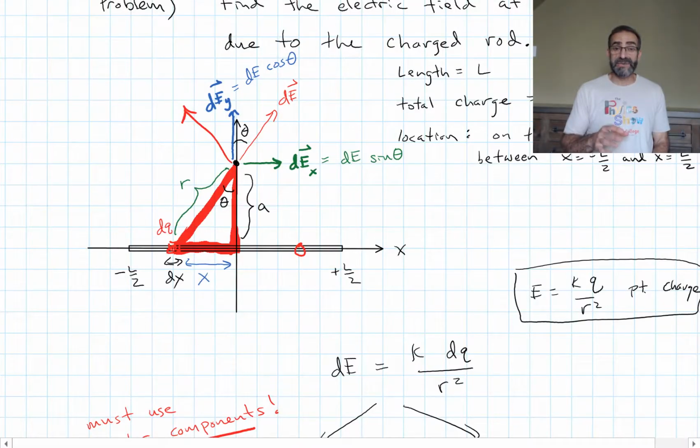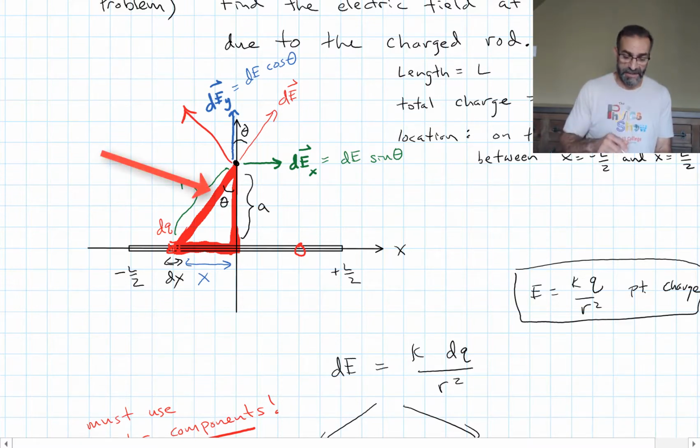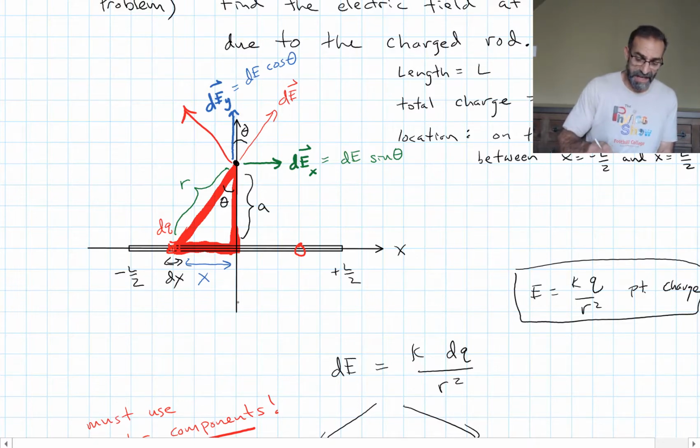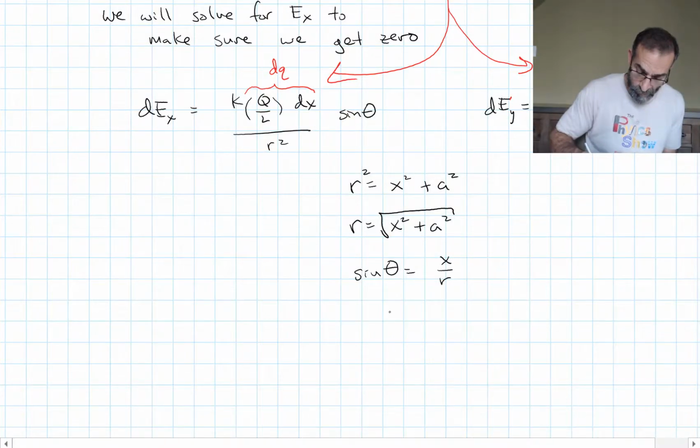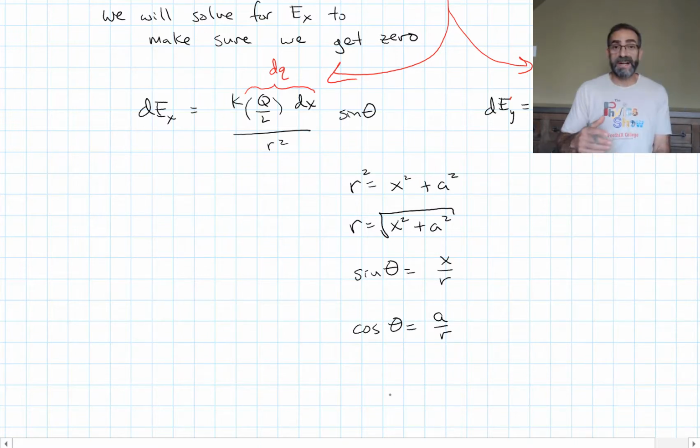Using this same right triangle, we can figure out what the sine of theta and the cosine of theta are in terms of x's, a's, and r's, because it's a right triangle. Theta is the angle at the upper part of that triangle. So for sine theta, we would use the opposite side, x over r, and for cosine theta, we would use the adjacent side, a over r. We don't want it in terms of r, we want it in terms of x.